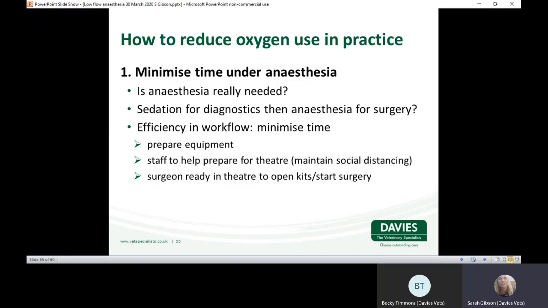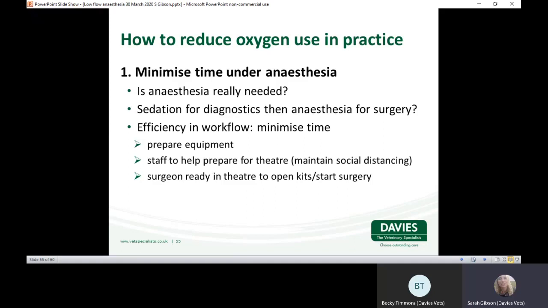So we've discussed low flow anaesthesia. I've just got a couple of slides talking about how we can overall reduce our oxygen use in the practice at the moment. So first of all, we want to minimise the time under anaesthesia. So consider, is anaesthesia really needed in this patient? Also, can we divide the anaesthesia and make it shorter by giving a sedation for any diagnostic work that doesn't need to be done under anaesthesia, for example, x-rays or a CT scan? And this then may reduce how much oxygen we need and the length of time of anaesthesia for surgery.